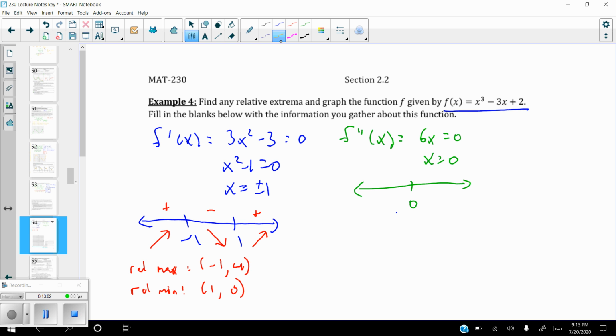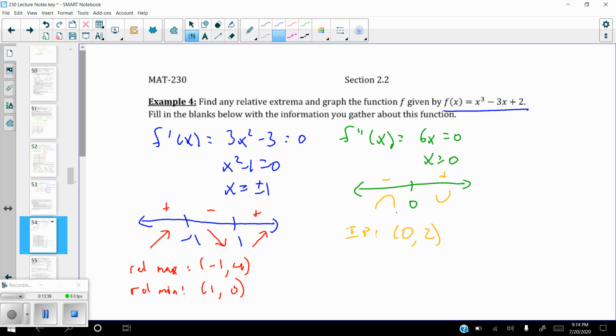If I plug a number in less than 0, like negative 1, we get a negative, which means it's concave down. Plugging a number greater than 0, we get positive, which means it's concave up. So we do have an inflection point at 0, and then we have to plug 0 back into the original to find the actual y value. Plugging 0 back into the original function just gives us 2. So we have an inflection point at 0, 2, which means that's where the concavity will change.